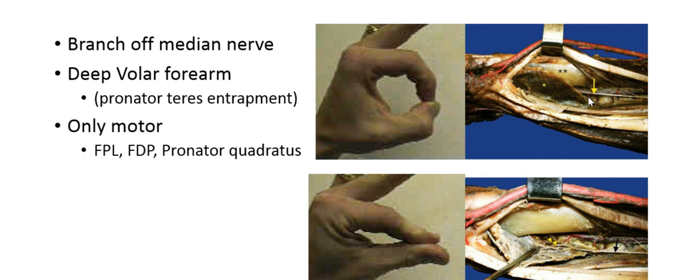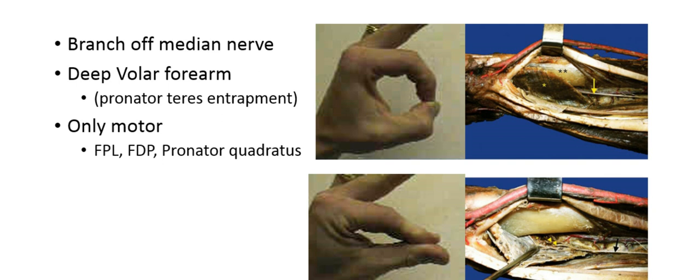The median nerve splits at pronator teres, and you get this anterior interosseous branch. This anterior interosseous branch can get entrapped there at the volar forearm. And so what will happen is if only the anterior interosseous branch is entrapped, not the entire nerve, you'll only lose motor to these three muscles: flexor pollicis longus, flexor digitorum profundus, and pronator quadratus.